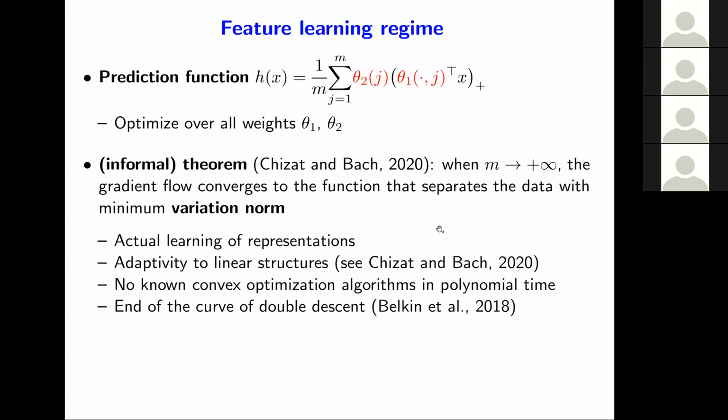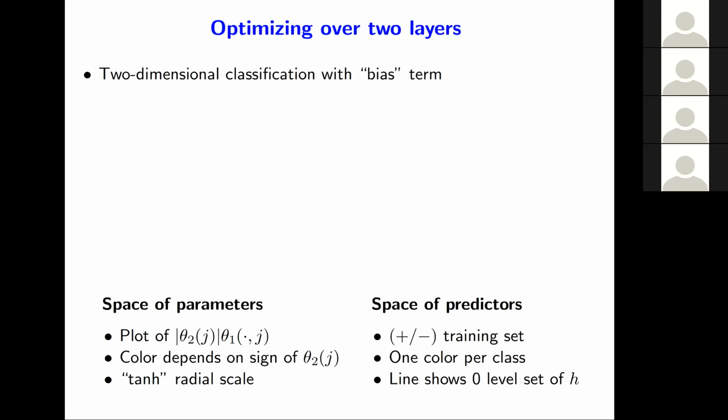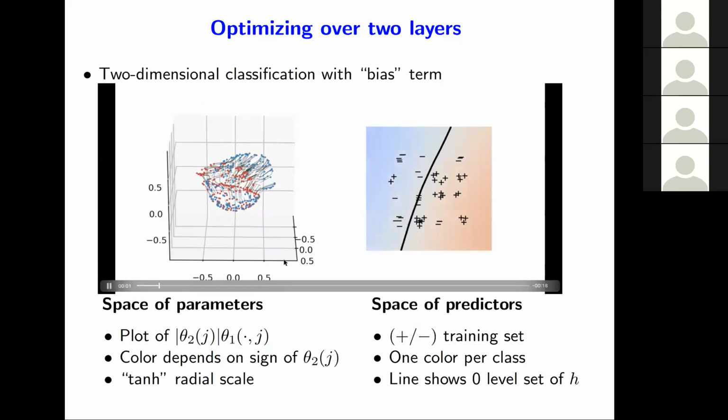All right, so let's look at some pictures to make clear the message in 2D. So on the left, we have the space of parameters of neurons. We see neurons moving. Since this will be in 2D and I will have some constant term, I'm going to have three parameters for every neuron. So you will see a bunch of neurons in 3D which are moving. And on the right, this will be the space of predictors. So I'm going to be in 2D, and you're going to see regions separated by my function.